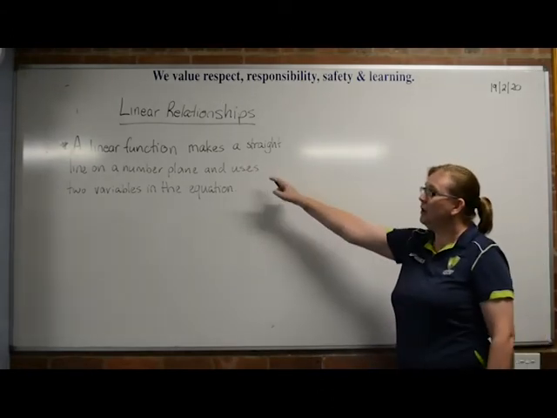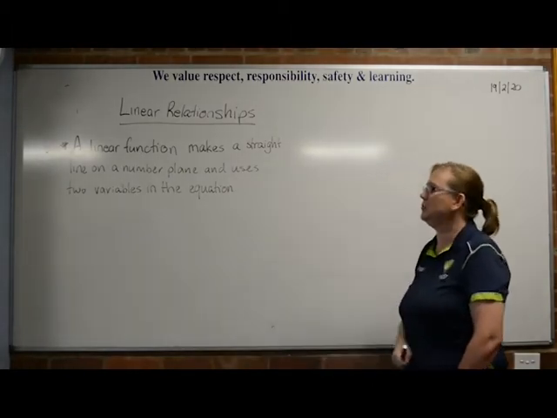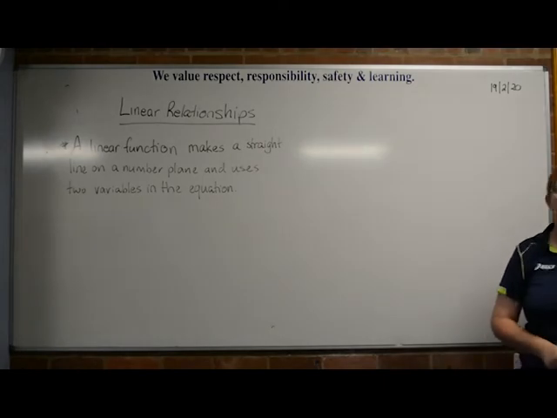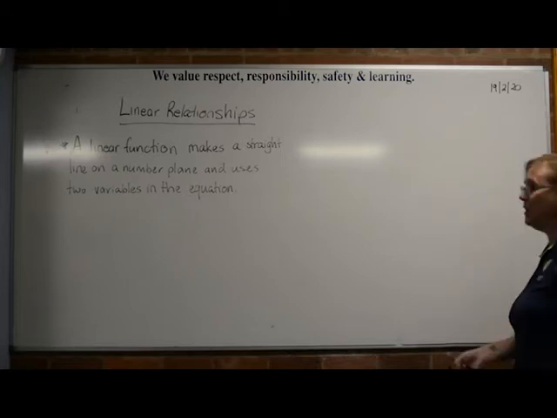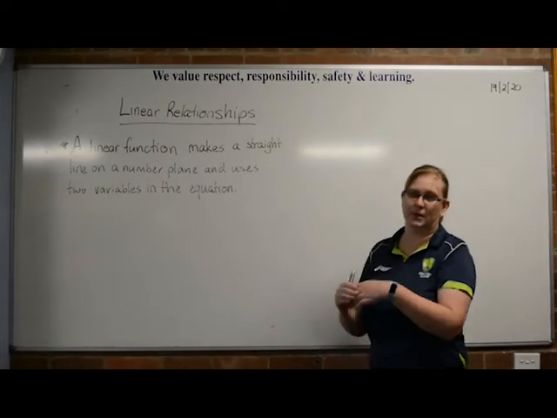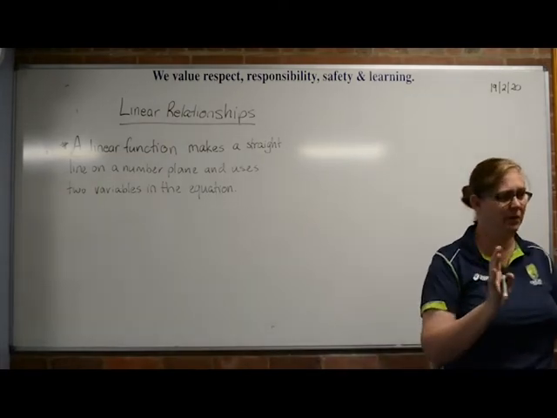Okay? This little line here, please write this down. A linear function makes a straight line on a number plane and uses two variables in the equation. The reason why it's two variables is because the number plane is in two dimensions. It only has a y-axis and an x-axis. So that's all we're using.